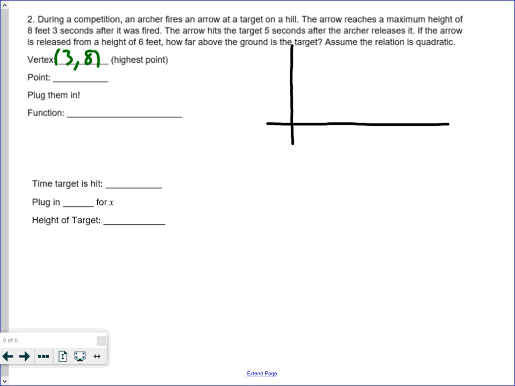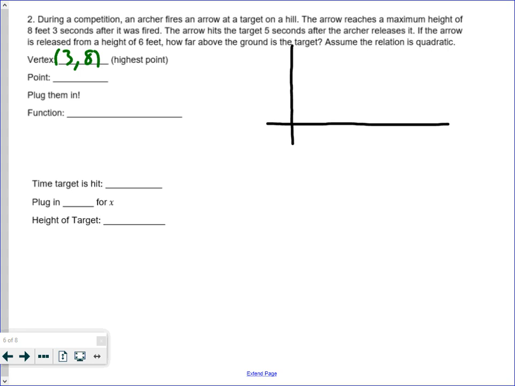So if it's a maximum, it's going to be the vertex. And we know h is going to be 3 since time is always going to be the x value. The x variable is the independent variable. Time is independent. X will always be time. Time will always be the x value, sorry, because it's always independent, okay? So we know what our vertex is.